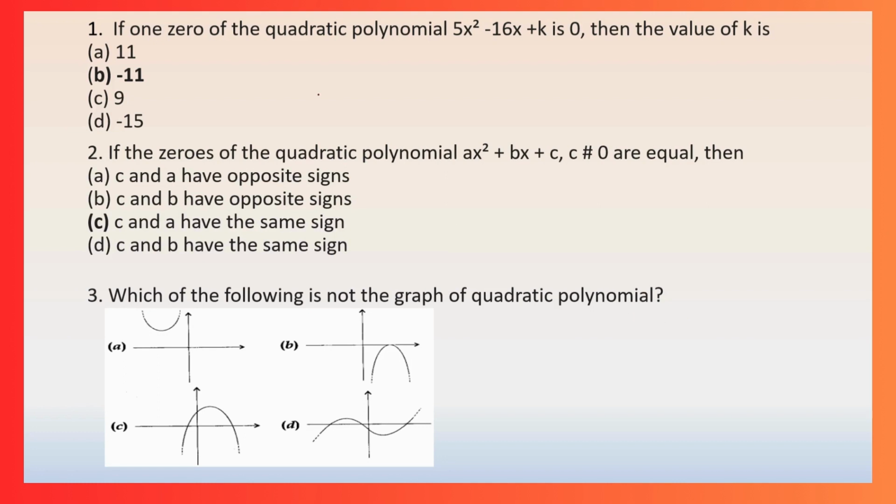The first question is: if one zero of the quadratic polynomial 5x square minus 16x plus k is 0, then the value of k is? So we have to find the value of k. In this type of case, we use the options. So if we put 11 here, we have to find out the roots.